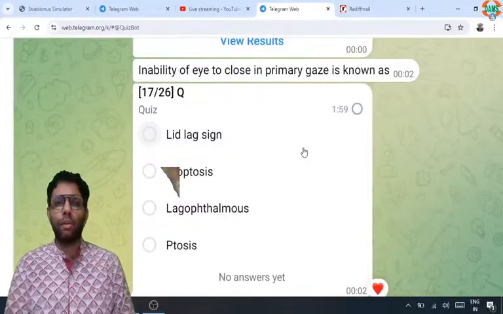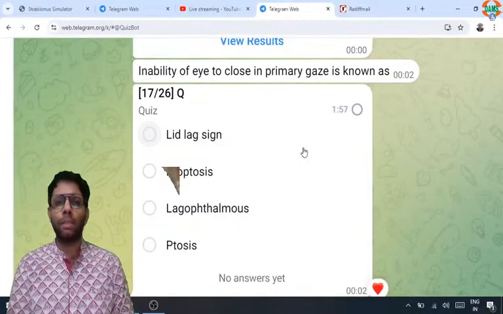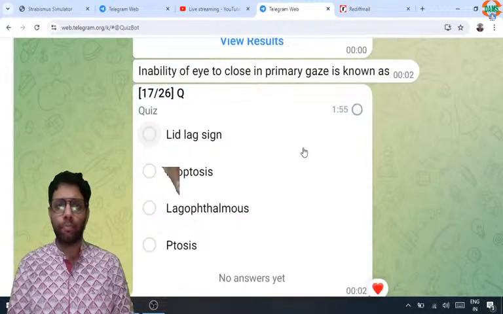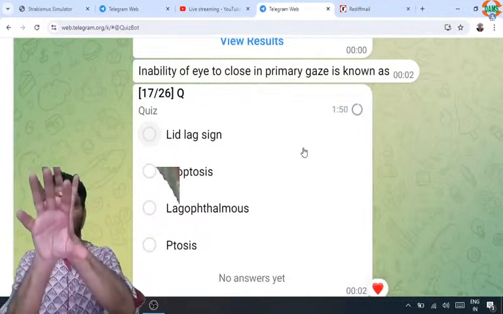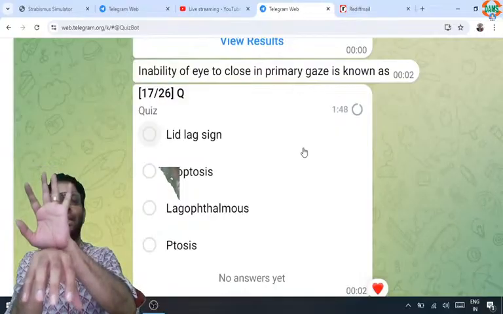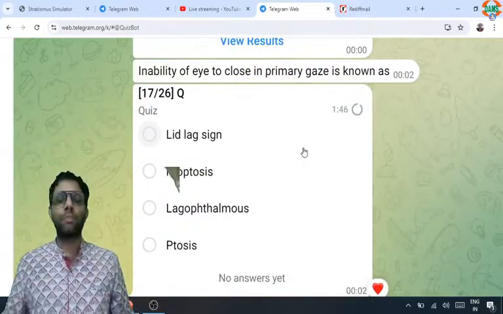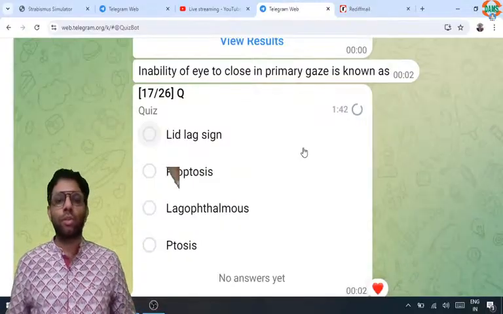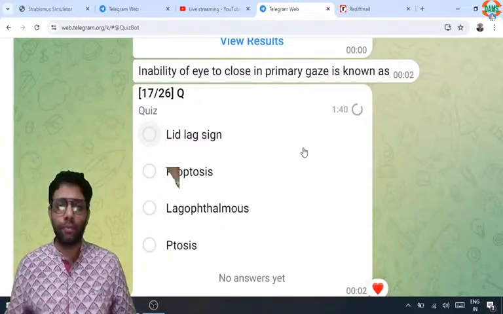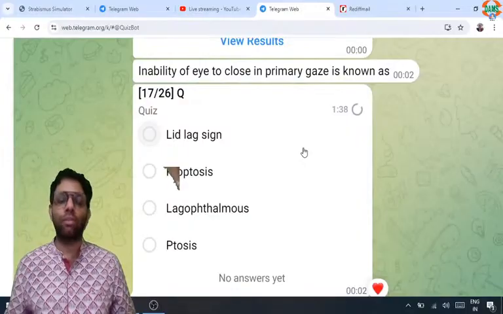Now, inability of the eye in closing in the primary gaze is known as lagophthalmos, not lid-lag sign. Lid-lag sign, as the name suggests, the eyeball goes down, the eyelid is lagging in down gaze. Lid-lag sign is positive in congenital simple ptosis and thyroid eye disease. Proptosis is protrusion of the eyeball. This is inability to close the eye, lagophthalmos.